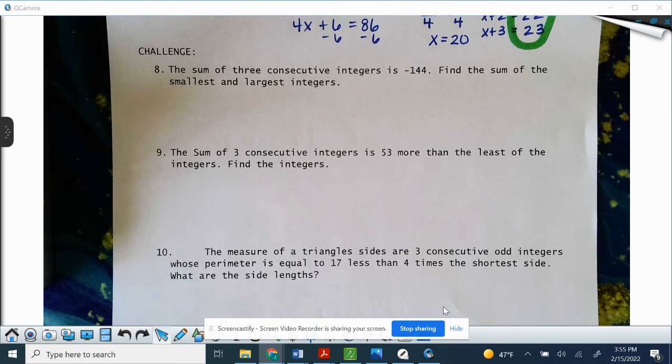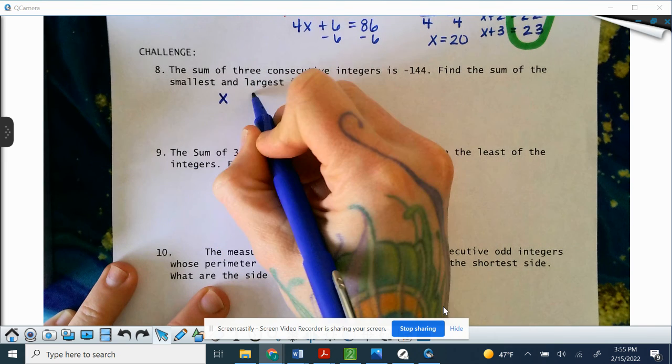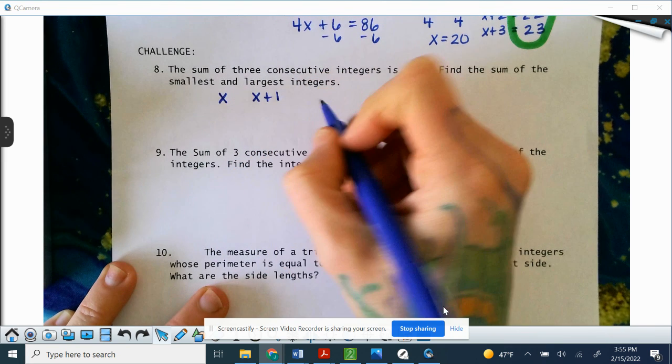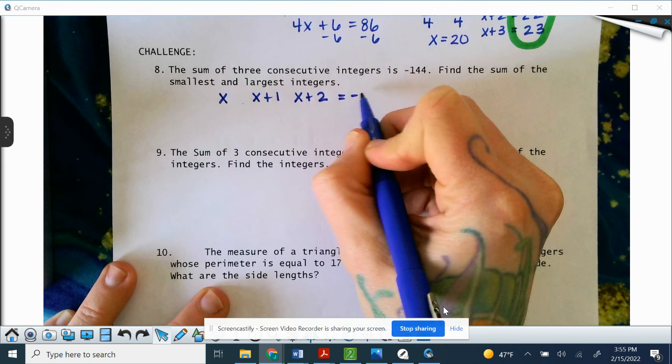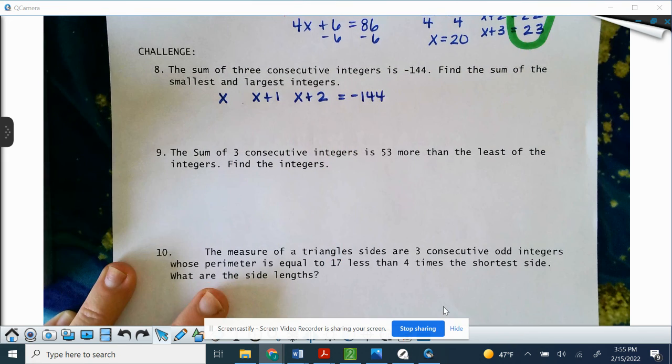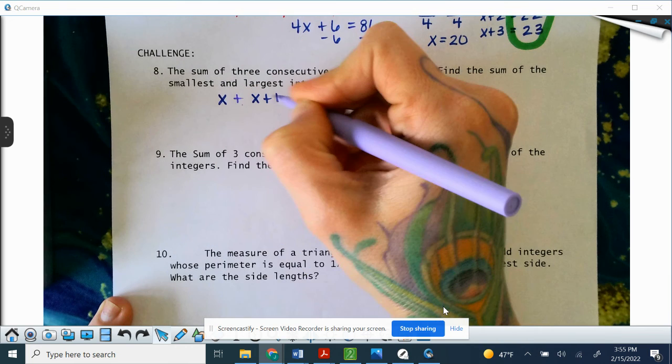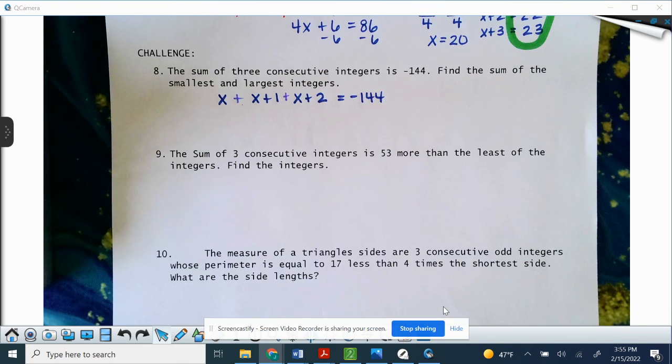So the sum of three consecutive, so I know I need three, is negative 144. So that means I have x, x plus 1, because it doesn't say even or odd, and then x plus 2. So that's 1, 2, 3 numbers is negative 144. It does say the sum, so we're going to add our first number and our second and our third number together. Should give us negative 144.